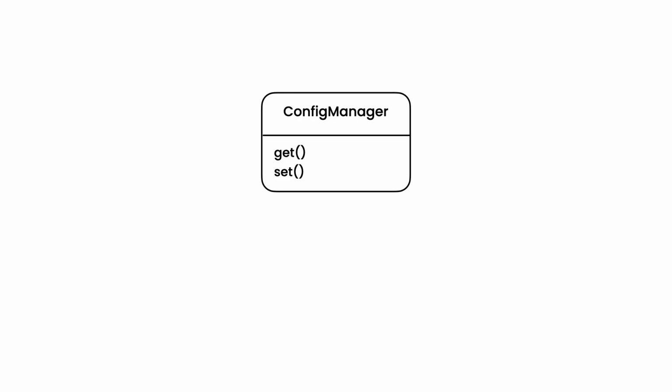Let's see how we can solve this problem using the Singleton pattern. So here's our config manager class with two operations, get and set. Now, to ensure that we have only a single instance of this class, first we have to make the constructor of this class private. So with this, we're not going to be able to use the new operation with this class, okay?